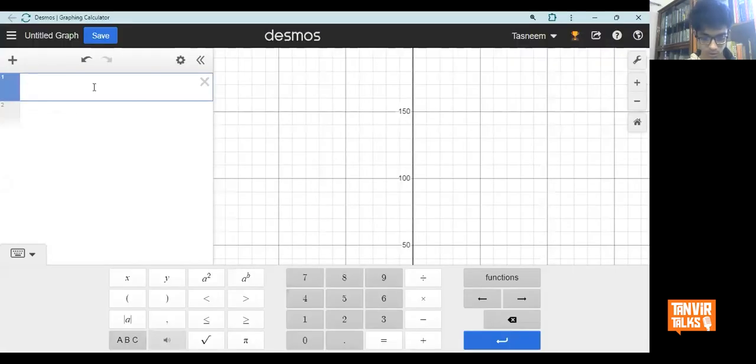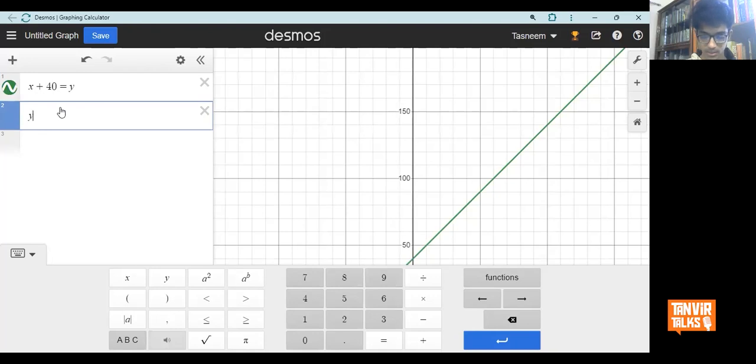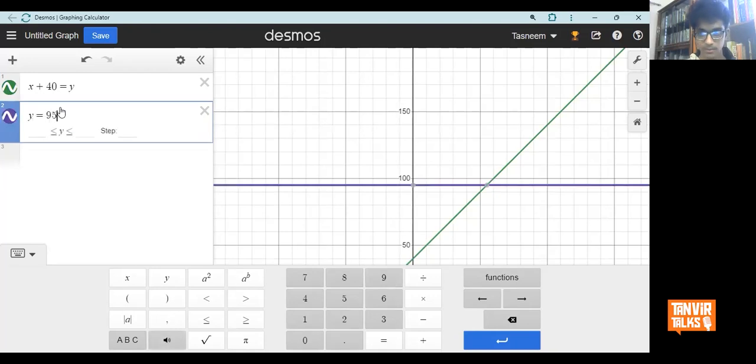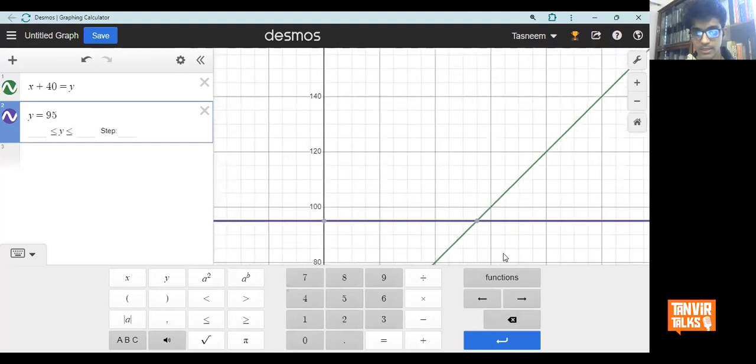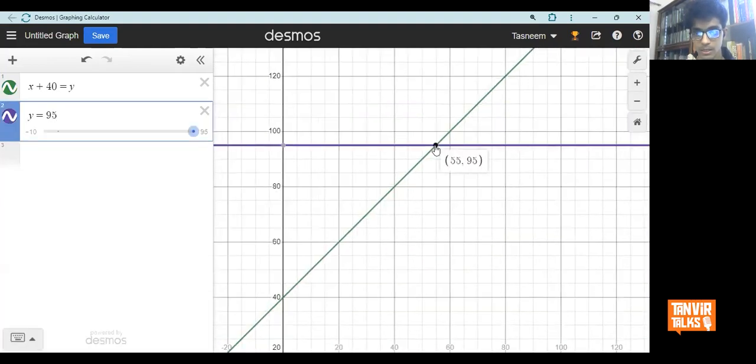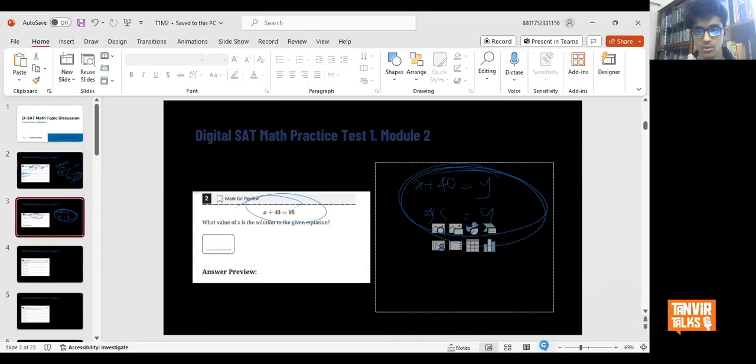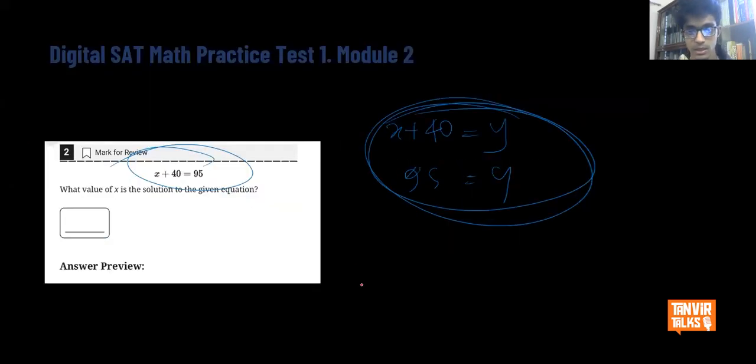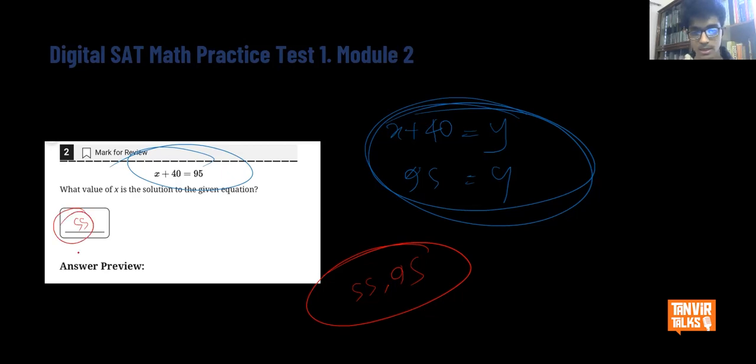Okay, so we found two equations: x plus 40 is equal to y, and y is equal to 95. If you look at this intersection point, it is 55 and 95. So that's the solution. The solution would be 55 and 95. So 55 is the answer, since we need the x coordinate.